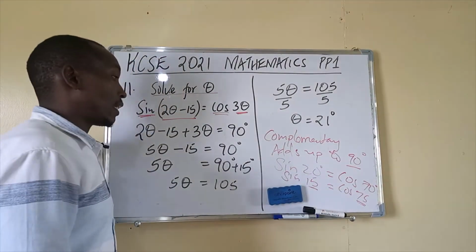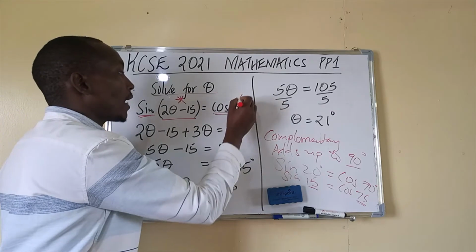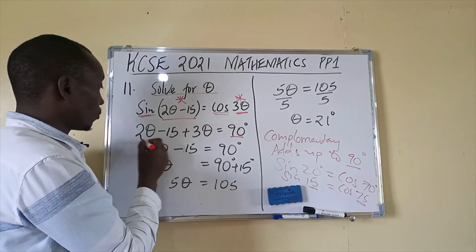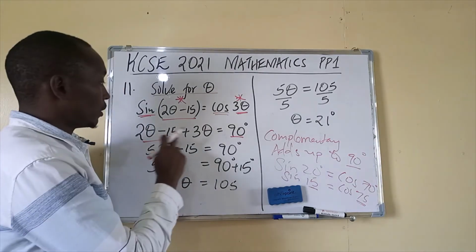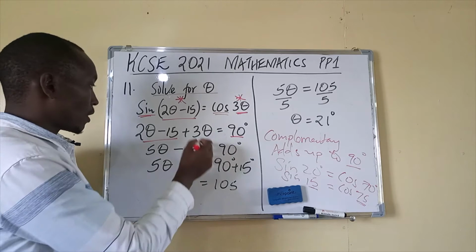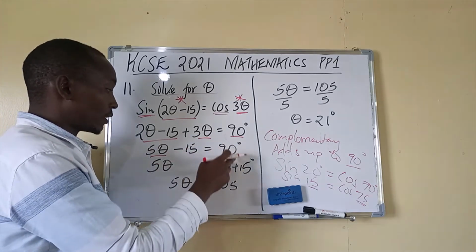75 plus 15 is 90. So with that, the student was expected to take this angle, add to this angle, then equate to 90. As simple as that. So 2 theta minus 15 plus 3 theta is equivalent to 90. Then you solve for theta. The theta together, that is 5 theta, minus 15 is 90.